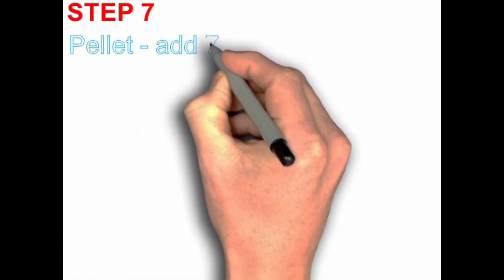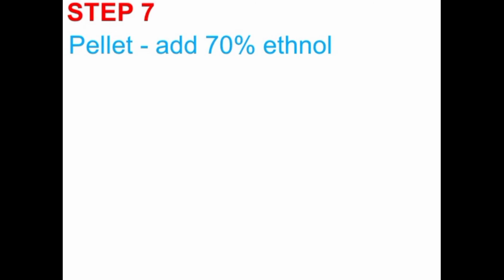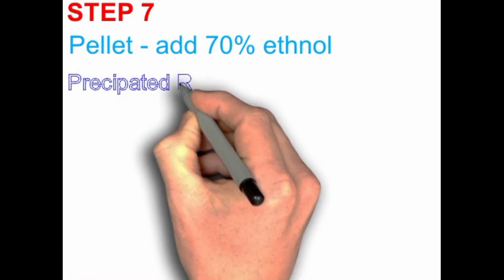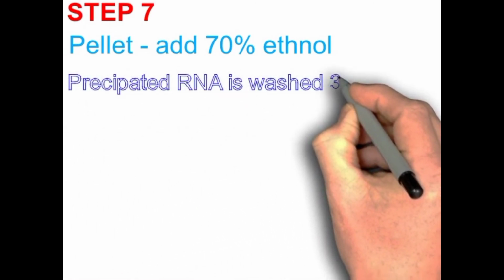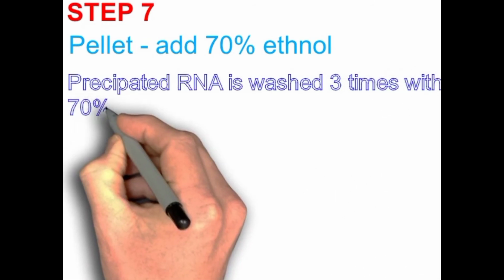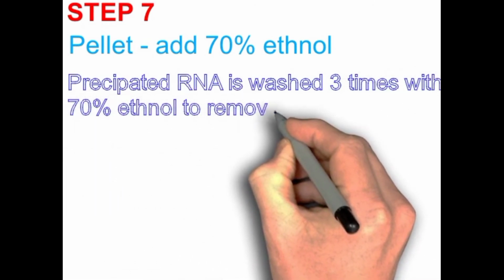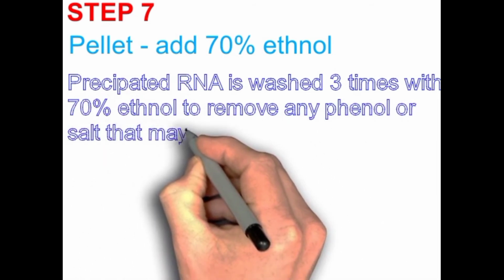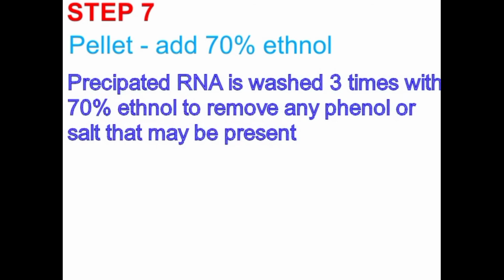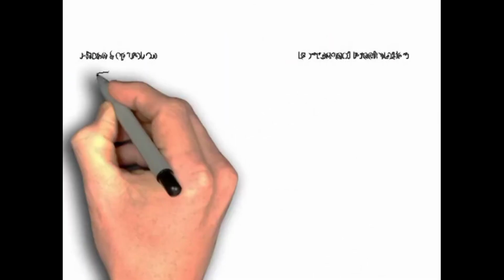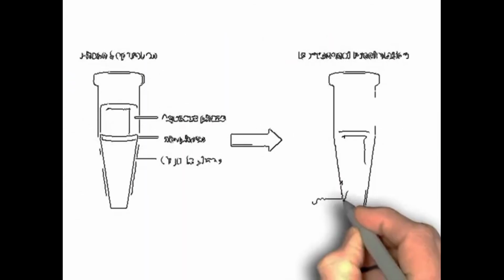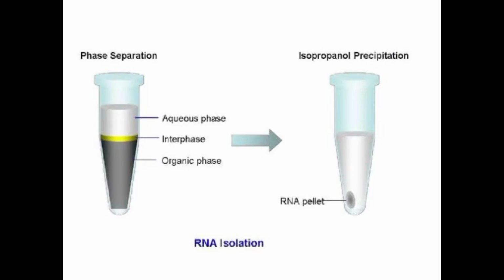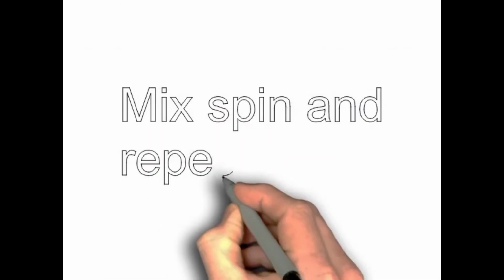Step 7. Pellet, add 70% ethanol. Precipitated RNA is washed 3 times with 70% ethanol to remove any phenol or salt that may be present. Again, mix, spin and repeat this process 3 times.